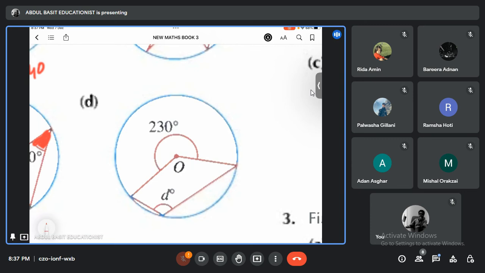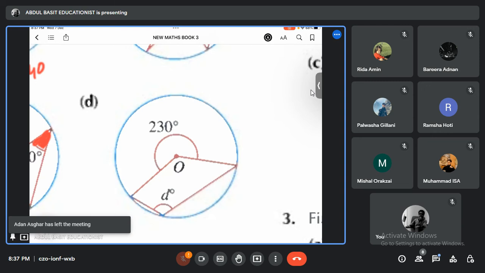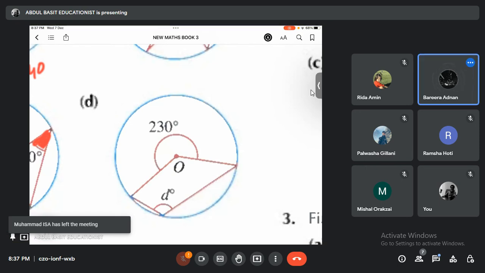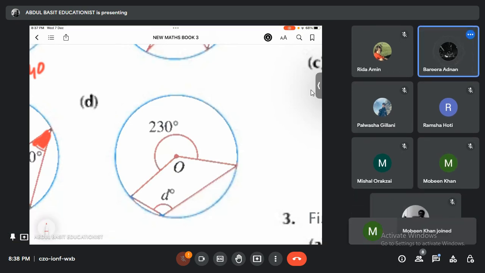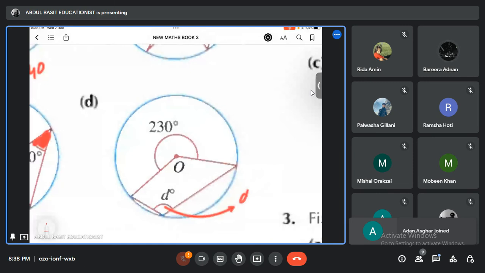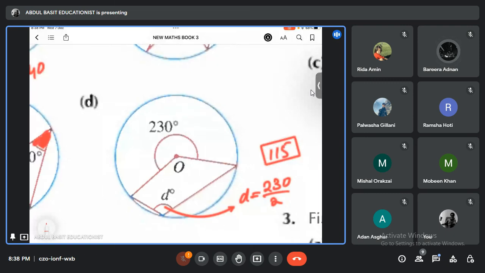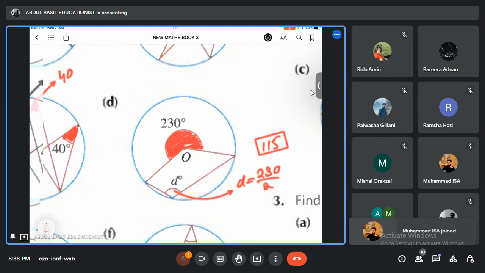Barira, what would be the amount of angle D? Isa, what would be the amount of angle D if you can hear me? It would be 360 minus 130. So we are going to get 230. Angle D is half of that, which is 115 degrees. We have to divide this angle, this is the center angle. Is it clear?